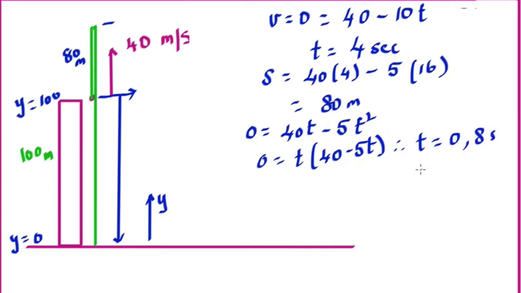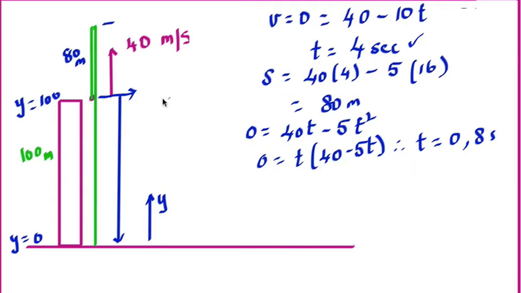Not surprisingly, the mathematics gave us two answers. The first answer is 0 seconds. Why? Because at 0 seconds also the displacement is 0. We just simply asked the question, at what time is the displacement 0? And the mathematics faithfully told us at 0 seconds and 8 seconds later. Now we know it took 4 seconds to go up, so 8 seconds means it takes 4 seconds to come back down, just as we suspected, but this is the proof.